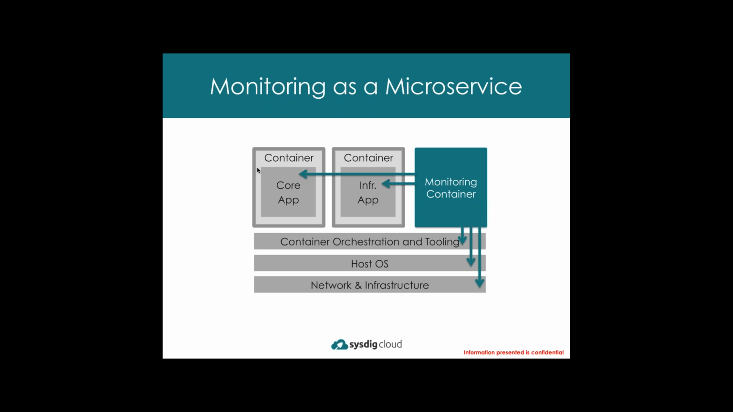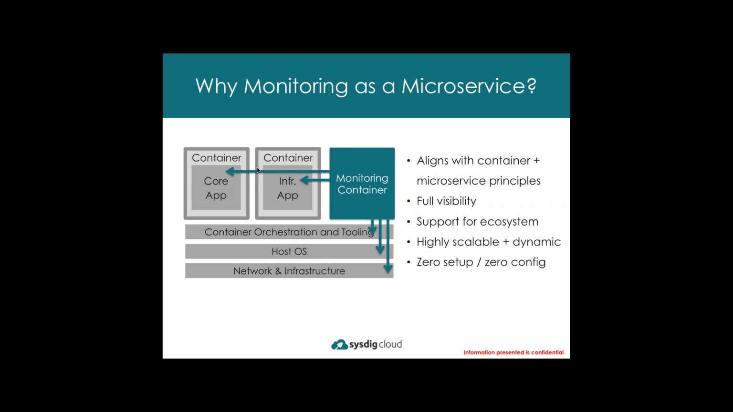The idea is you have a monitoring container that's deployed in your environment. It's separate from the containers that you want to monitor, and really acts as just another microservice running in your environment. This is why we call it monitoring as a microservice. So it's its own independent container, but, and this is the most important part, it can still see inside all of your other containers and give you full visibility into those containers. So what does this mean? It means it actually aligns with the container and microservice principles that we've talked about. It doesn't instrument your containers, but we're still going to get 100% visibility into everything happening in our environment.